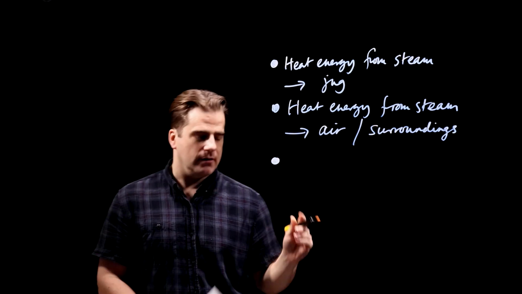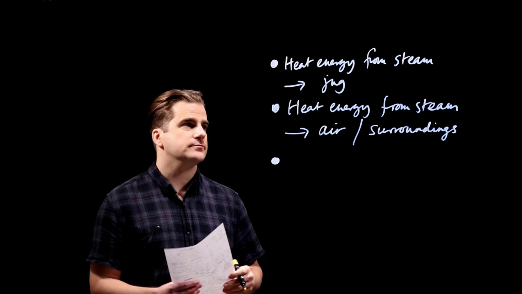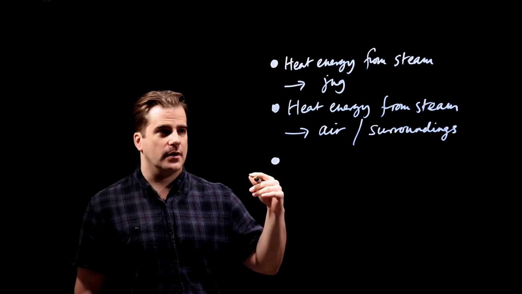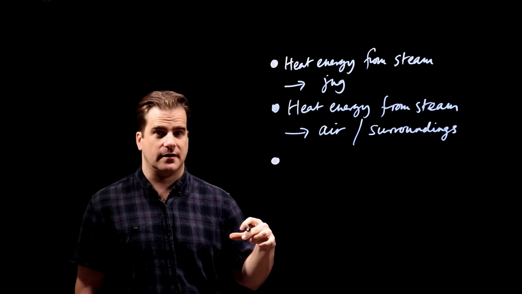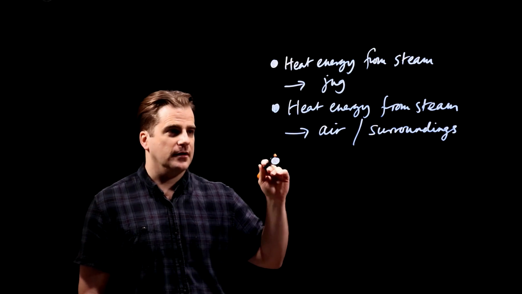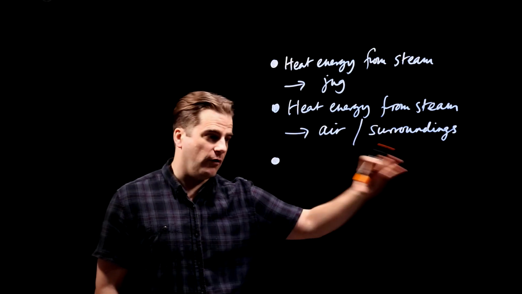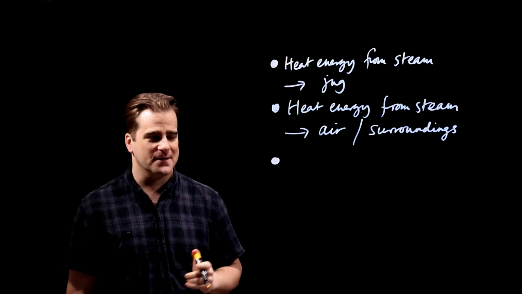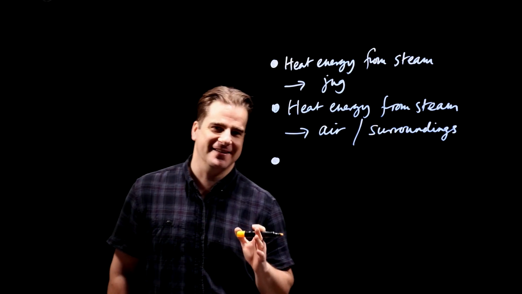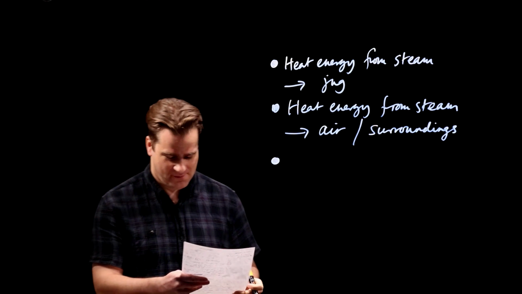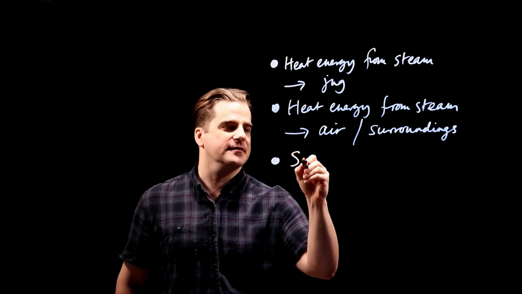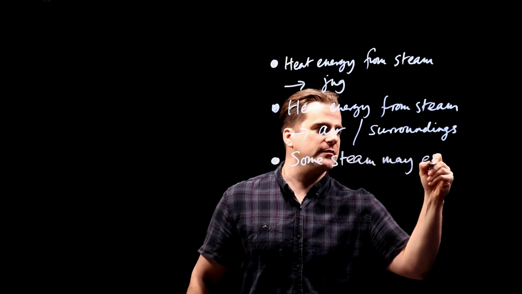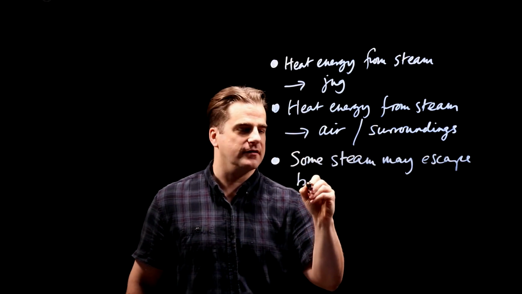However, you could also say in this case that some steam is likely to escape before condensing. Okay, so that steam will condense somewhere else in the surrounding air or on the espresso machine itself or somewhere else or on the barista's hand. Okay, so you could also say that some steam may escape before condensing.